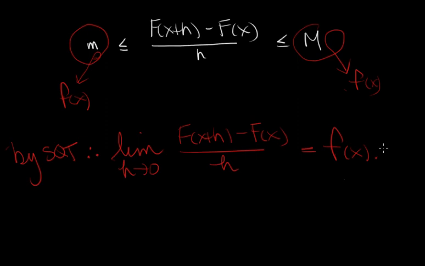You might have to look up the squeeze theorem. You had that in Calc 1. If you have a function squeezed in between two others, and the limit of the left-hand side is going to f of x, and the limit of the right-hand side is going to f of x, then certainly what is trapped in between also has the same limit. So we have proven what we needed, and we can conclude, therefore, that F prime of x is little f of x.